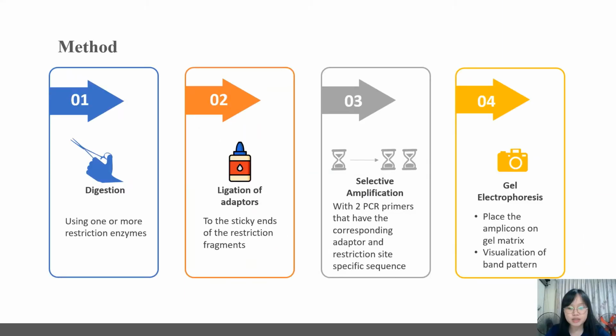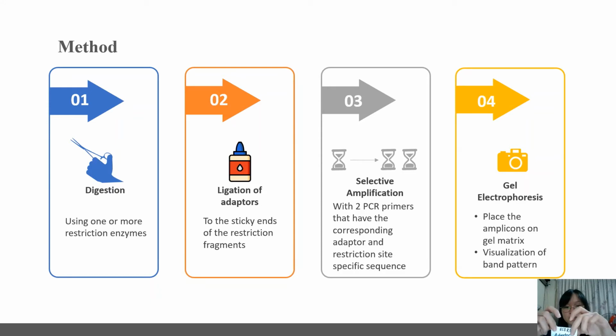So I will continue with the method of AFLP. The method will be mainly divided into 4 steps. Step 1 will be the digestion of the genomic DNA by using one or more restriction enzymes. The restriction enzymes that normally take part in AFLP are EcoRI restriction enzyme and MseI restriction enzyme. So after digestion, they will produce sticky ends, right? The sticky end will be here. And then we proceed to step 2, which is the ligation of the adapter to the sticky end of the restriction fragment. They will just join like this.